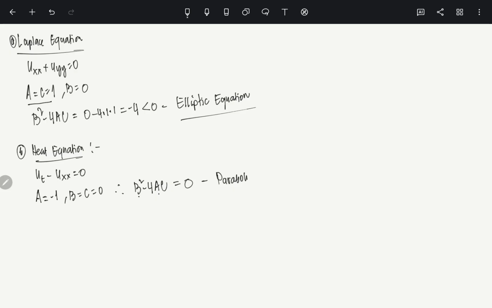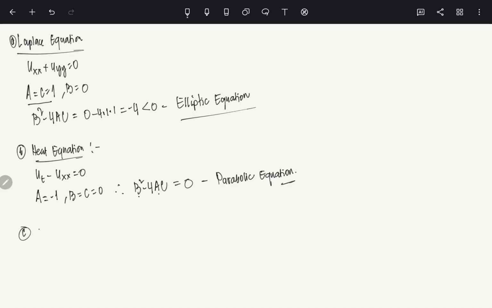Okay, and we call it a prototype of a parabolic equation. Prototype means, generally speaking, if you have a complicated second order equation which is parabolic in its behavior, you can reduce it to something which looks like a heat equation, plus of course some lower order terms, but it will look like a heat equation.